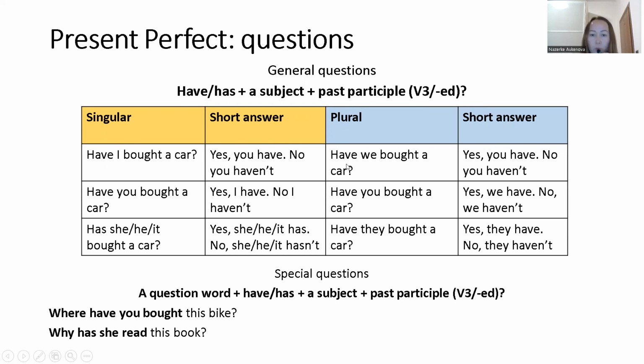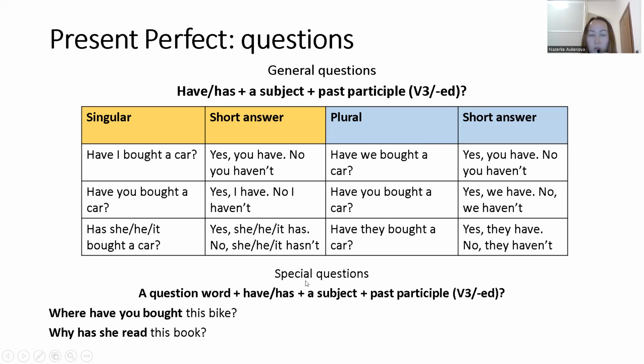So this is the plural form. For example, have we bought a car? Yes, you have. No, we haven't. No, you haven't, and so on. Of course, we have to use has with pronouns she, he, it. Has we use only with he, she, it, and have we use with all pronouns except he, she, it.